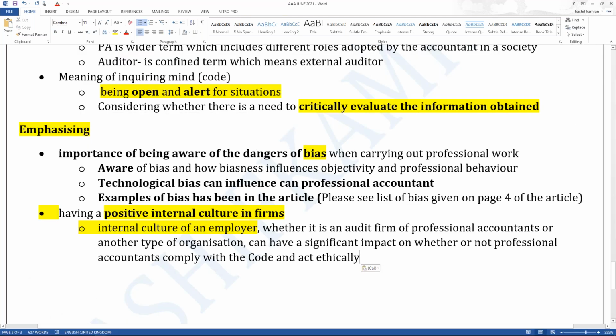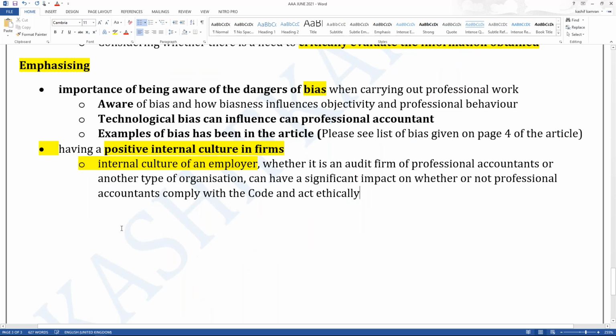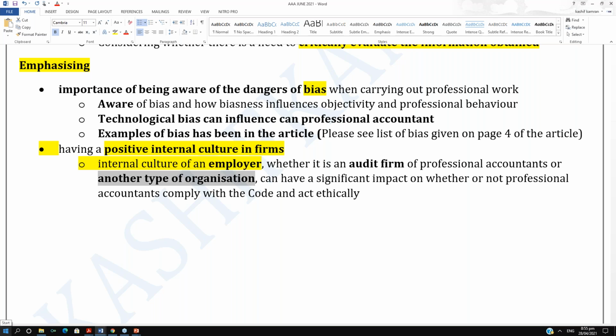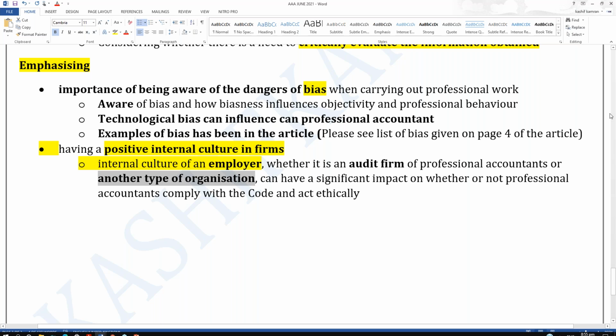I'm putting it here. Just read it and see if you're comfortable with it. Internal culture of an employer, whether it is an audit firm of a professional accountant, or it is another type of organization. Do we have accountants in other organizations like Unilever, like Procter and Gamble, like Nestle? Do we have accountants in every organization, or do we just have professional accountants in an audit firm? Everywhere, right? So internal culture of an employer, which employer? Not just the audit firms, even the other types of organization, right? So that's the broad definition of the word employer.